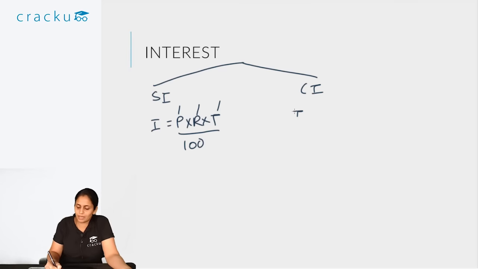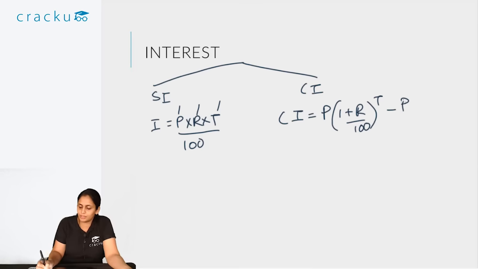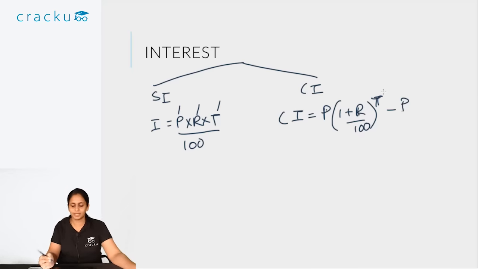Compound interest, CI, is calculated as P into 1 plus R by 100 raised to T minus P, where P is the principal invested, R is the rate of interest, divided by 100, raised to T, the time period for which it is invested.